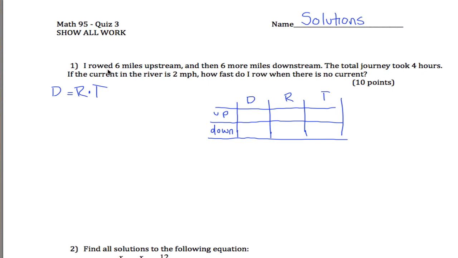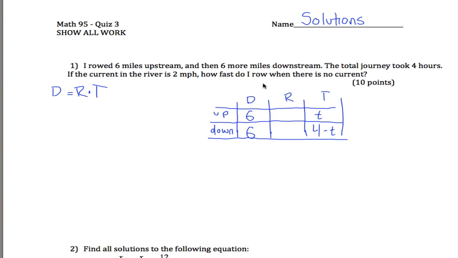If you go through and read the problem, it says I rode 6 miles upstream. In other words, distance up is 6. And then 6 more downstream. Distance down is 6. Total journey took 4 hours. So if we call t the amount of time that we spent going upstream, because we don't know what that is, we can call 4 minus t the amount of time going downstream. In other words, 4 is the total amount of time. Everything that's left over from 4 after you take out how much time you spent going upstream is what's downstream.